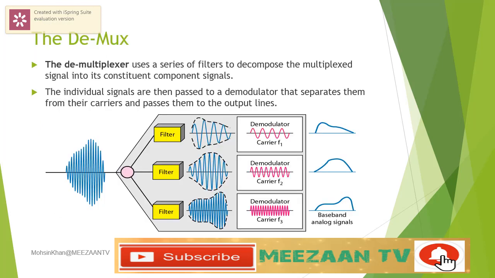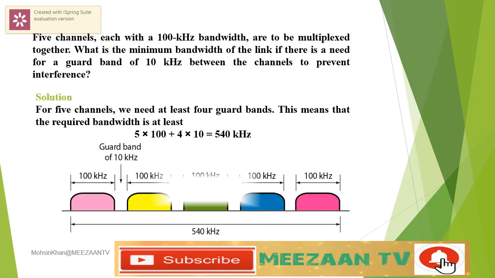The demultiplexer uses a series of filters to decompose the multiplex signal into its constituent component signals. The individual signals are then passed to a demodulator that separates them from their carriers and passes them to the output lines. This is the most important example for both course and job perspective also.